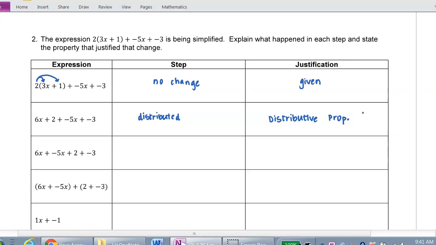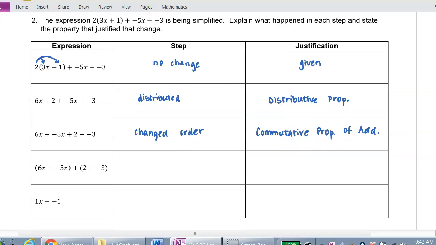In the next step, I noticed that the terms are in a different order. So they've switched the 2 and the negative 5x, and the negative 5x comes first and the 2 comes second. So we'll describe that as changed order. And we remember, hopefully, from page 36 that when they change the order, it's the commutative property that they're using. Because they changed the order of the terms that they're adding, this is the commutative property of addition. So we want to make sure we say which commutative property it is.